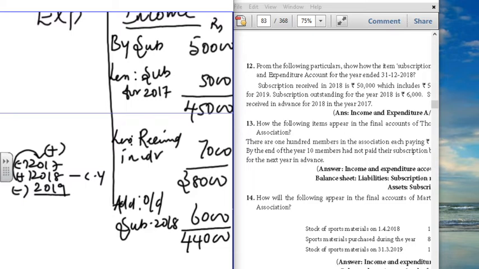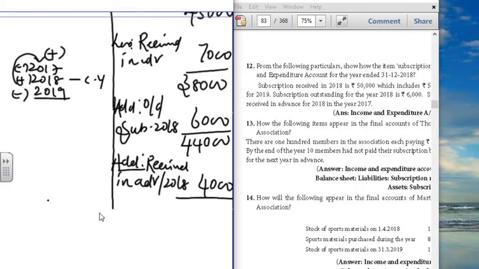I said from the starting of the class the rules of the subscriptions. So again you are going to add received in advance for 2018. The amount is 4,000. So you add this and your net amount is going to be 48,000. This 48,000 must be in the outer column. All these calculations must be in the inner column.